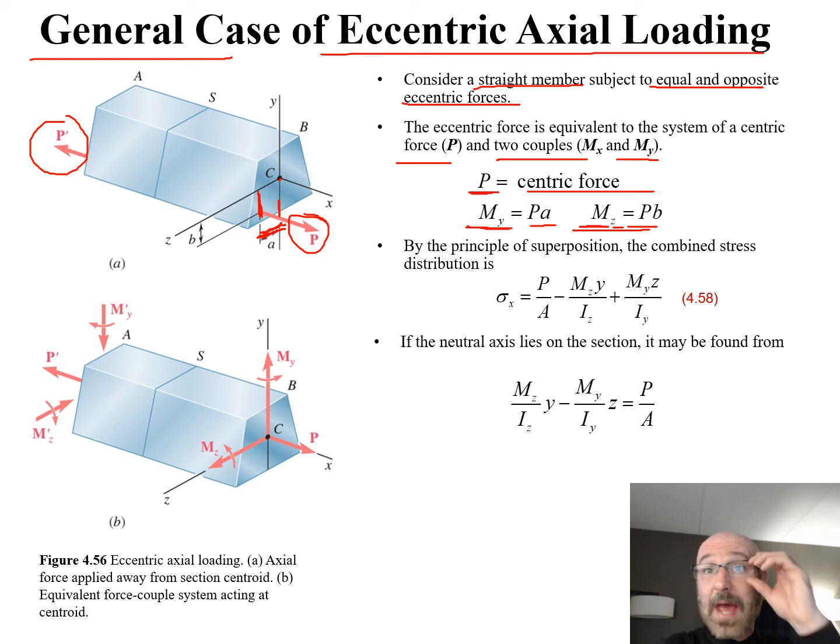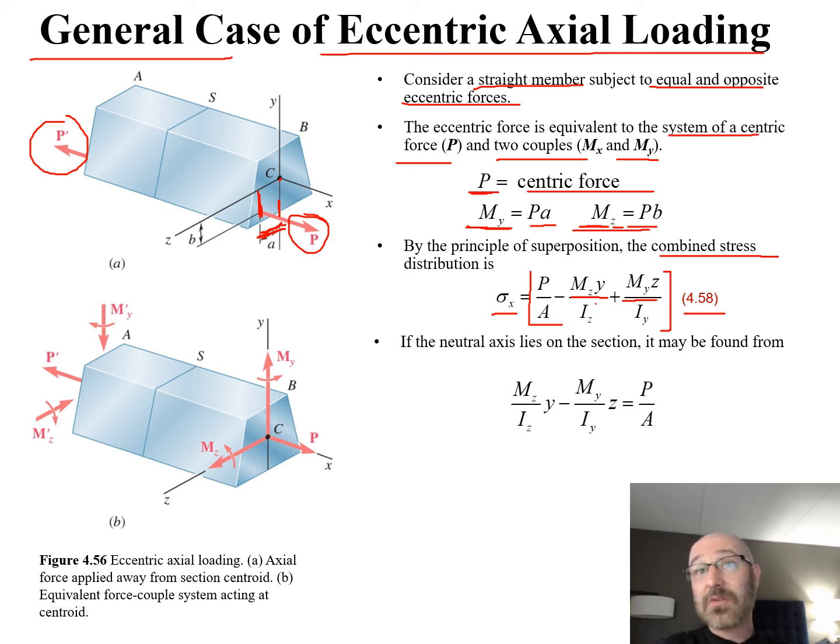Now we can go and take a look back at that principle of superposition. From that, we can see that our combined stress distribution is given by the relationship shown in equation 4.58. In this equation, sigma sub x is equal to P over A, minus M sub Z y over Iz, plus M sub Y z over Iy, which is, again, the same as what we have here. The eccentric force is equivalent to the system of centric force and the two couples. So there's our force and the two couples, broken down in terms of our stresses. We have our load and those two moments in order to produce our sigma sub x, which we see in equation 4.58.